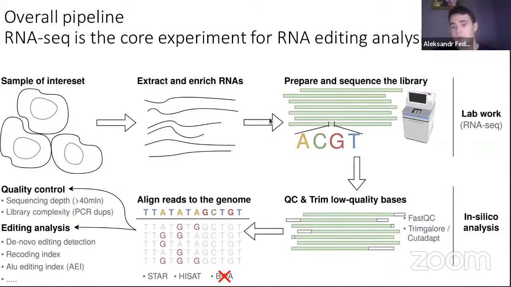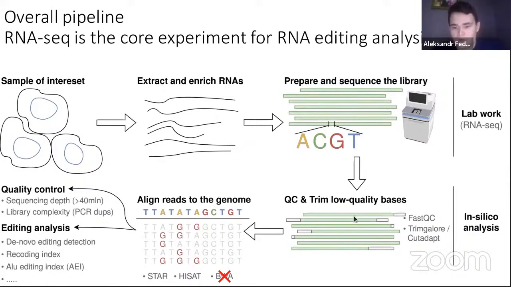Once you sequence your library, it's time for in silico or computational analysis. And first things first is quality control of raw data and trimming low quality bases. So these are a few tools for this. And trimming is very important for RNA editing estimation because sequencing quality tends to degrade at the end of reads, and you don't want to bias your analysis by these low quality bases.